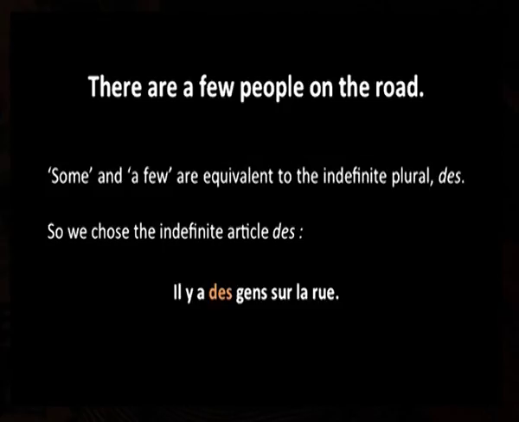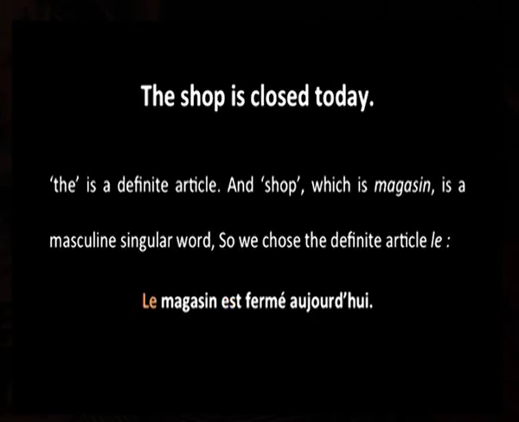There are a few people on the road. Some and a few are equivalent to the indefinite plural des. So we choose the indefinite article des. Il y a des gens sur la rue. The shop is closed today. The is a definite article and shop, which is magasin, is a masculine singular word. So we choose the definite article le. Le magasin est fermé aujourd'hui.